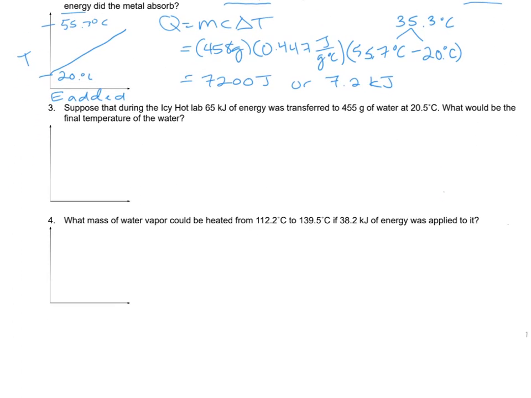All right, so question 3. For question 3, this is our first one that we will not be solving for Q, we'll be solving for something else. So suppose that during the icy hot lab, 65 kilojoules of energy was transferred to 455 grams of water at 20.5 degrees Celsius. What would be the final temperature of the water? So this time, we know that energy is being added because the problem says energy is being added.